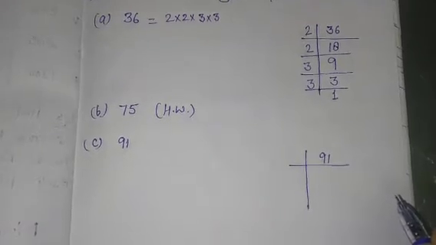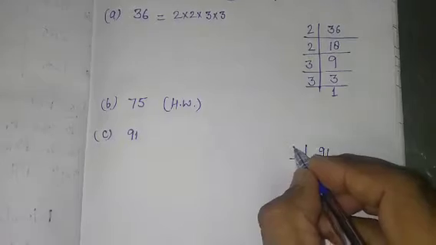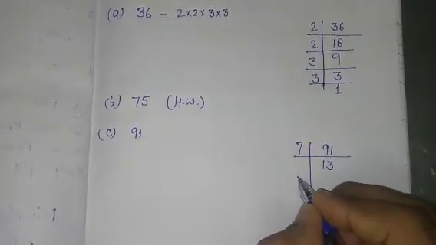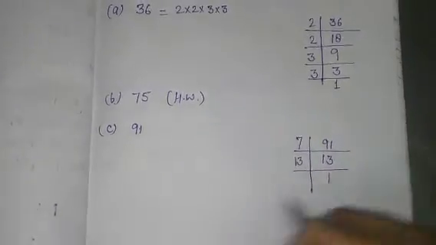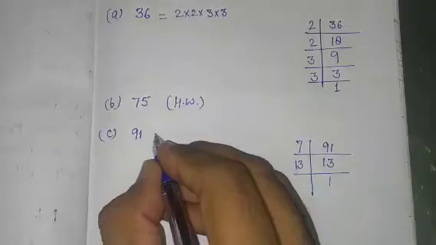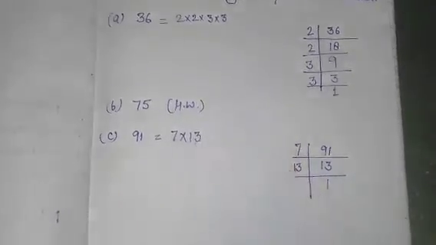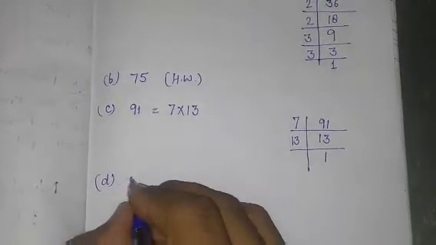91 will be divisible by which lowest prime factor? I have found that 91 will be easily divisible by 7. It will not be divisible by any number below 7. So 7 1s are 7, 7 3s are 21, then 13 will be divisible only by 13, so 13 1s are 13. So here we have got the prime factors of 91: 7 into 13. Clear students?